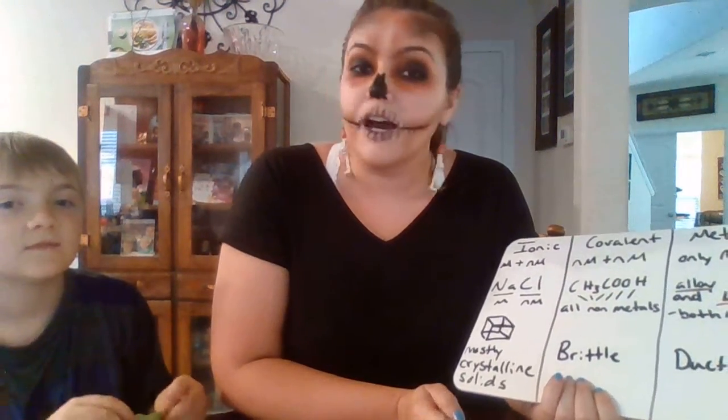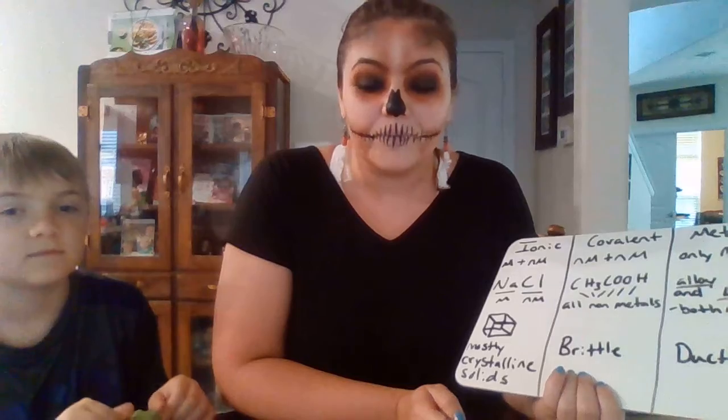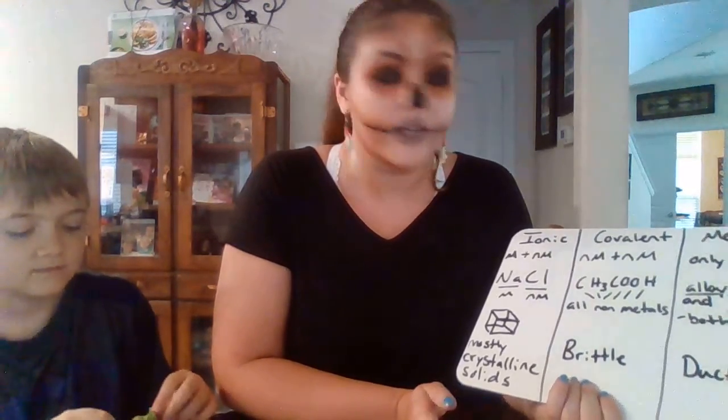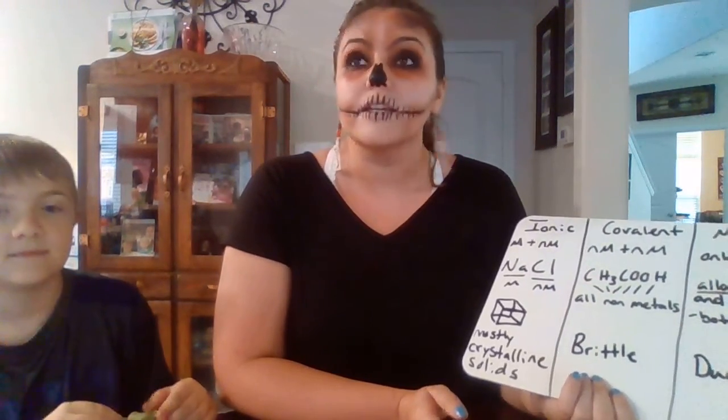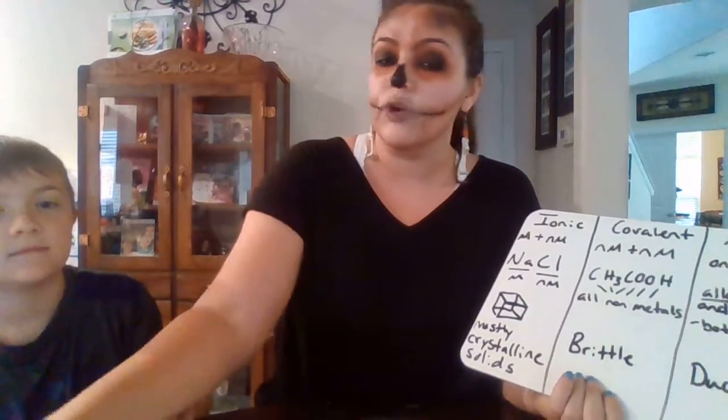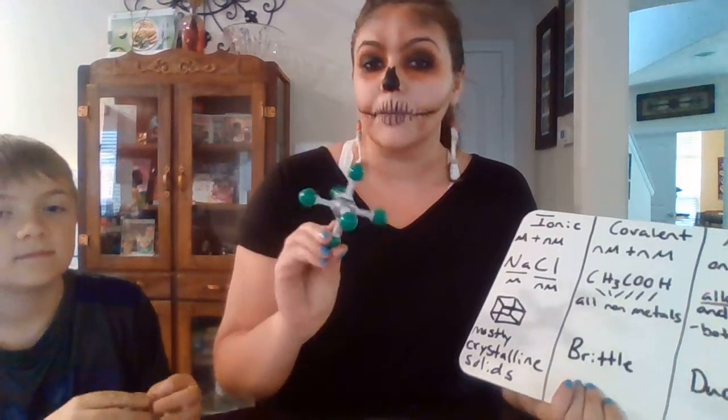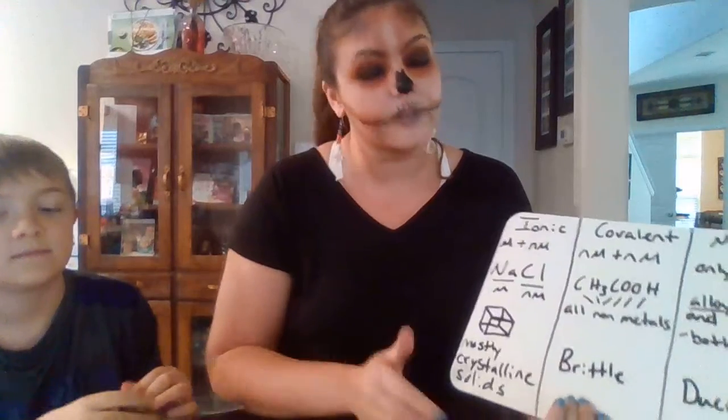Hi guys. So this week we're going to be learning about ionic, covalent, and metallic bonding, and then learning how those bonds create shapes like these, like molecular shapes. We're going to talk about that in a second.